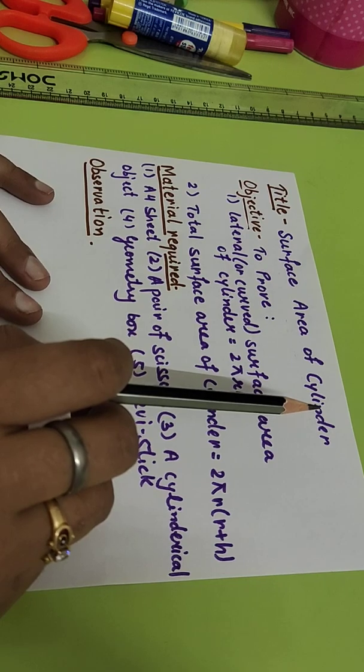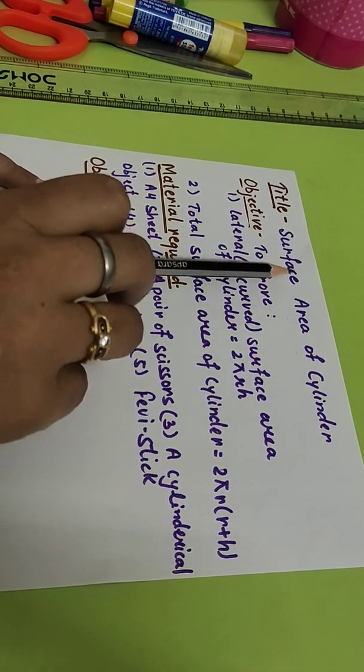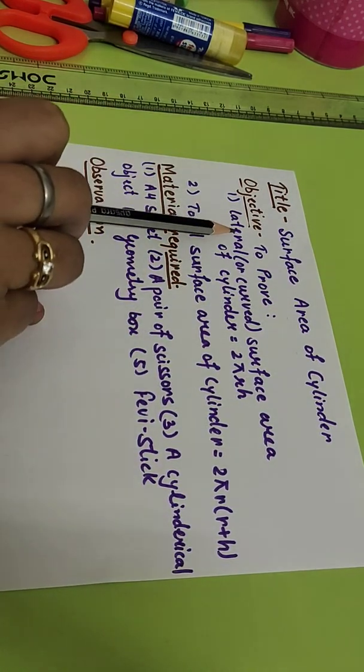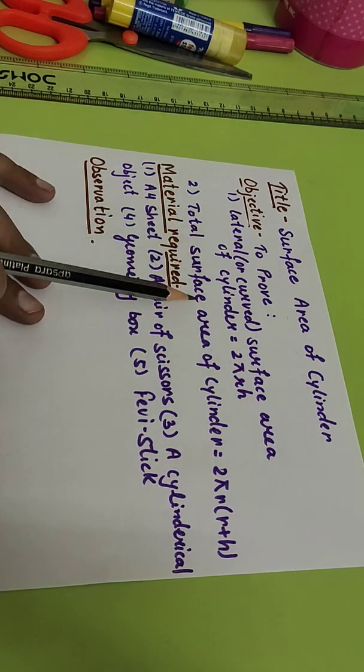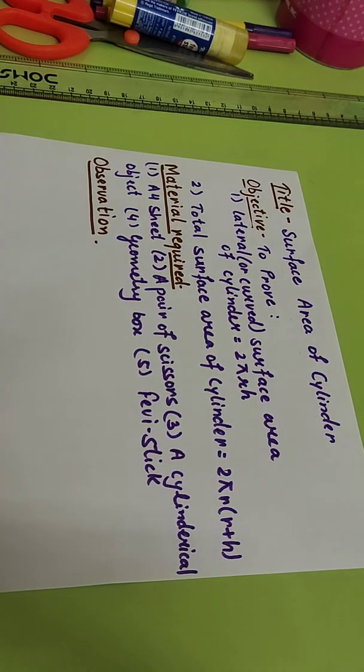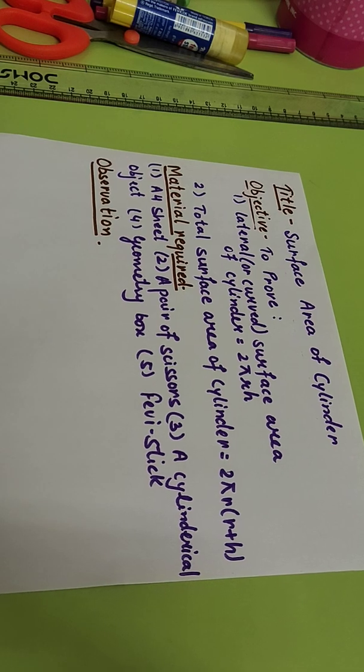No need to cram that. So there are two types of surface areas, one is lateral surface area and the other is total surface area. I am also going to tell you what the difference between them is and what they are.